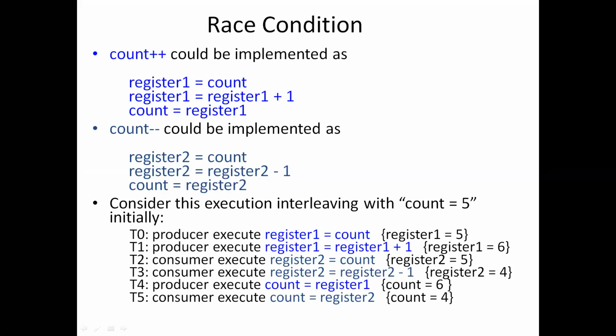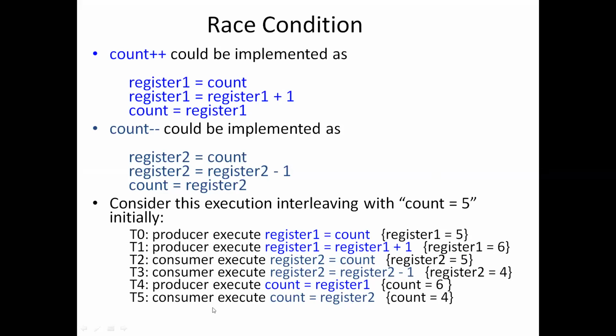After this, thread 4 is executing the producer code, that is count equal to register 1. What is the value in register 1? Register 1 is holding the value 6. So that 6 is assigned to count by thread 4.